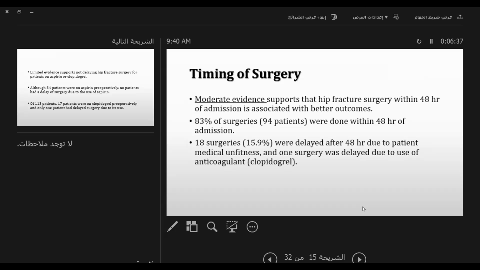Regarding the timing of surgery, the AOS recommend with moderate evidence that the surgery for hip fracture should be done within 48 hours of admission, which is associated with better outcome. 83% of our surgeries were done within 40 hours of admission. Only 18 surgeries were delayed after 48 hours due to patient medical unfitness, and only 1 case due to clopidogrel anticoagulation.